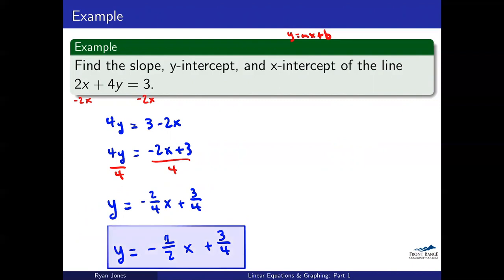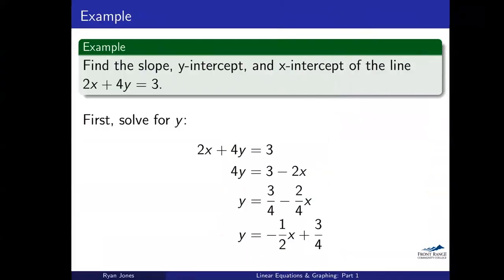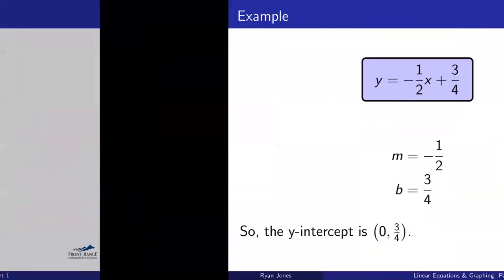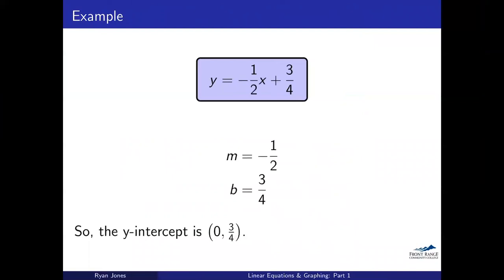Should be fairly easy to recognize the slope and the y-intercept here. So we've got that our m is going to be -1/2, so we know that that is our slope. And then likewise, our b is going to be 3/4. So remember, we write that in the ordered pair, (0, 3/4). That's our y-intercept right there.